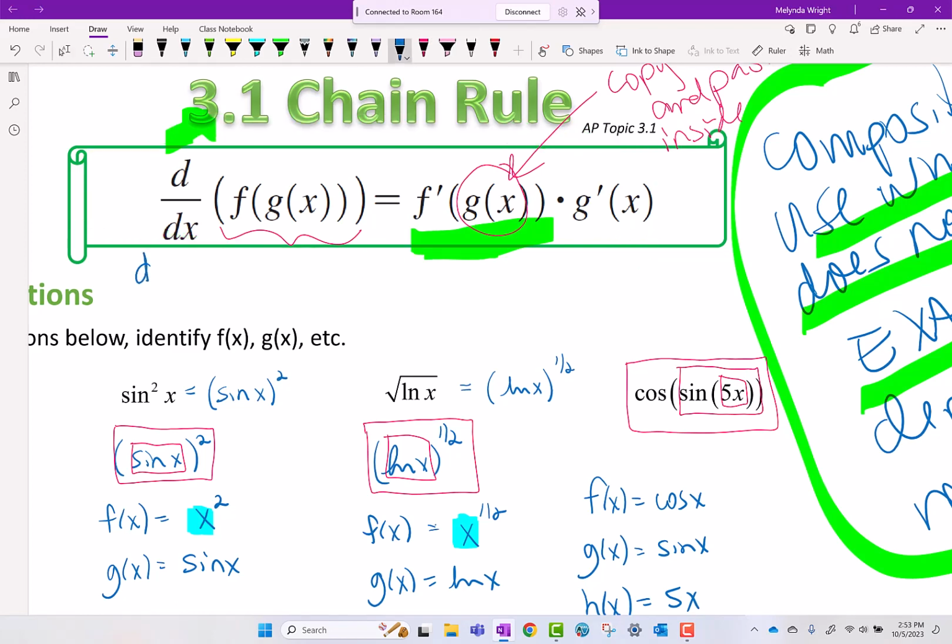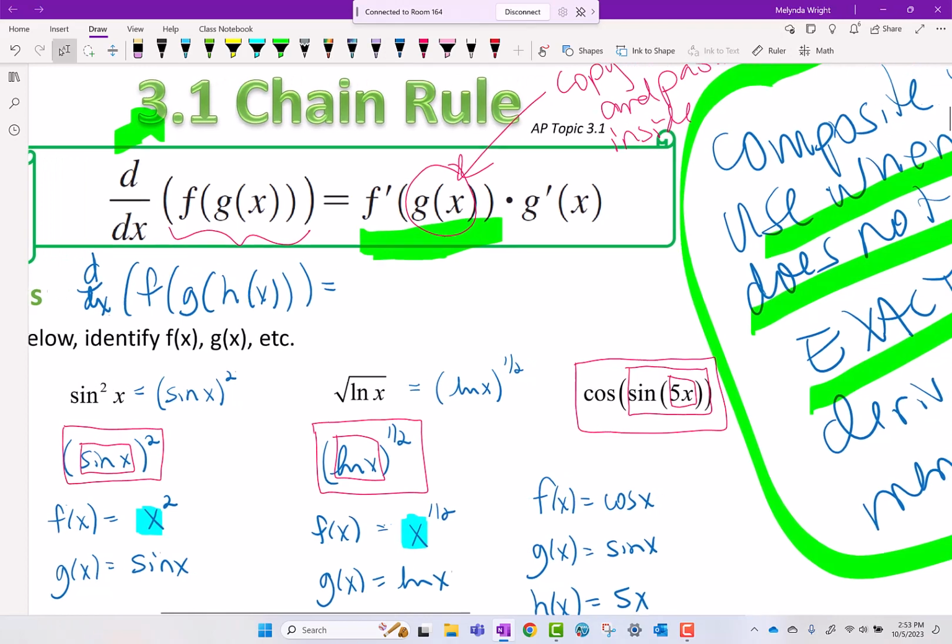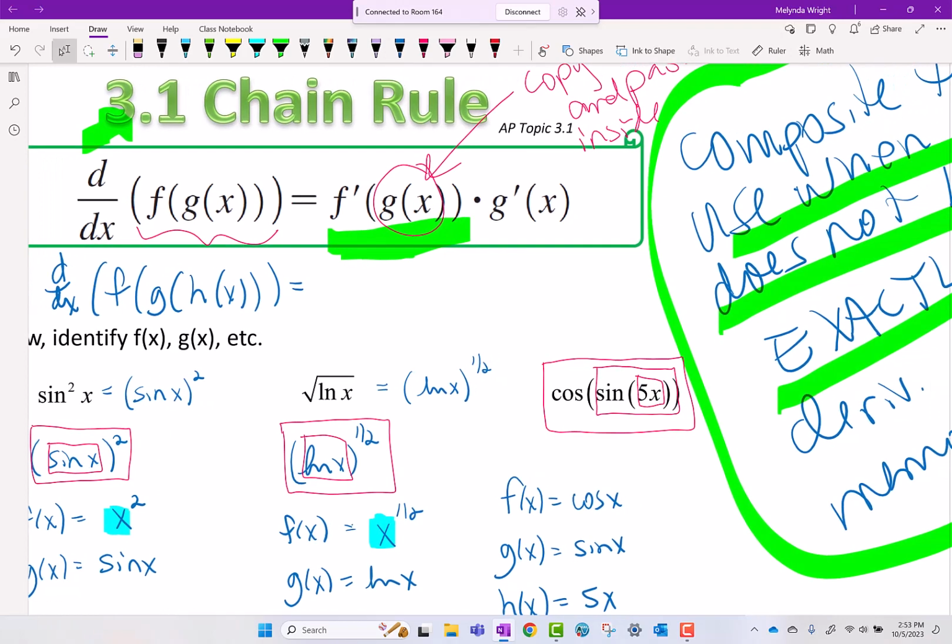What if we did the derivative of f of g of h of x? Okay, what about that? What would that look like? That's a good question. So what do we do? We do the outside, so f prime. We copy paste everything inside, all of that stuff. I don't care what it is. I suggest you don't even look at it.